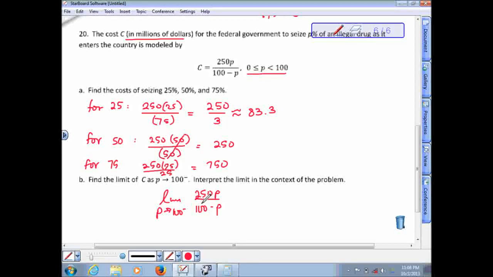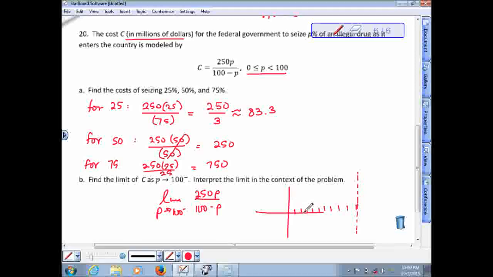Now, this is not meant to be done analytically. We've done a numerical analysis here where we've tested some points. If we consider a rough idea of what this graph might look like, there's a vertical asymptote at 100. These are 10, 20, 30, 40, 50, 60, 70, 80, 90, 100. So we have a vertical asymptote at 100, and these represent percentage points of how much of the drug they want to seize.